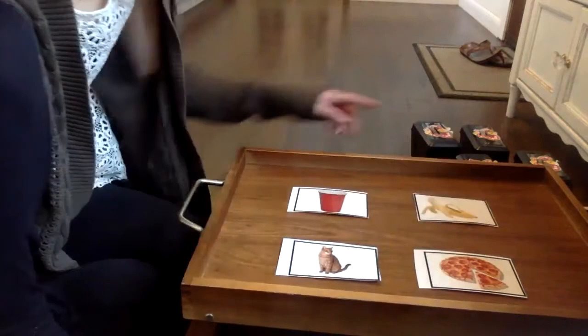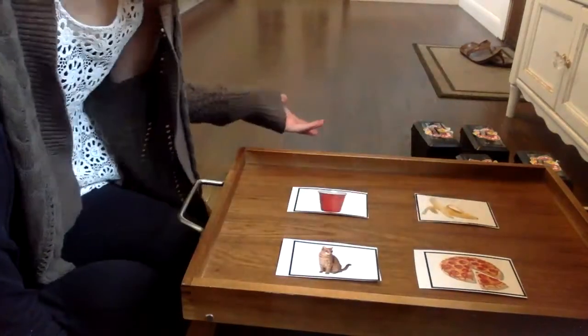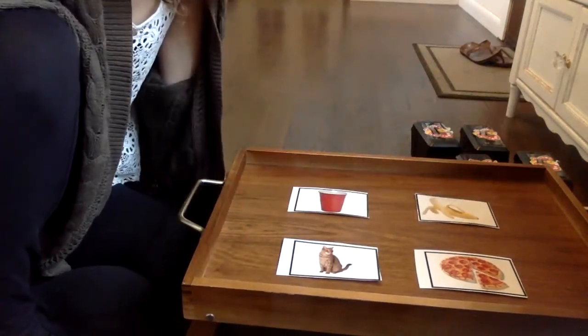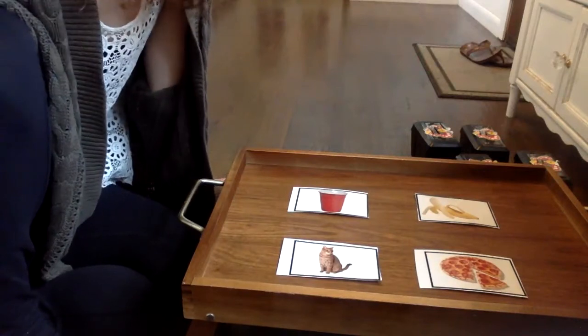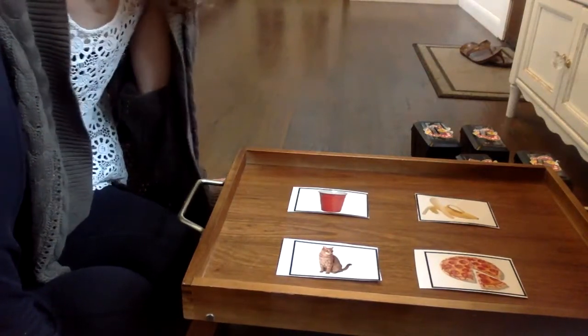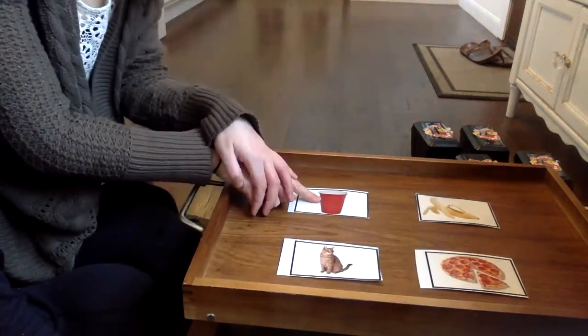Maybe they point to the banana, or maybe they need a bit of a gesture. So I'm describing a feature, a description of the banana is that it's yellow. I'm going to say, show me the one that you drink out of. That's the function of a cup. Show me the one you drink out of. And maybe your learner needs a full hand-over-hand prompt to come touch the cup.